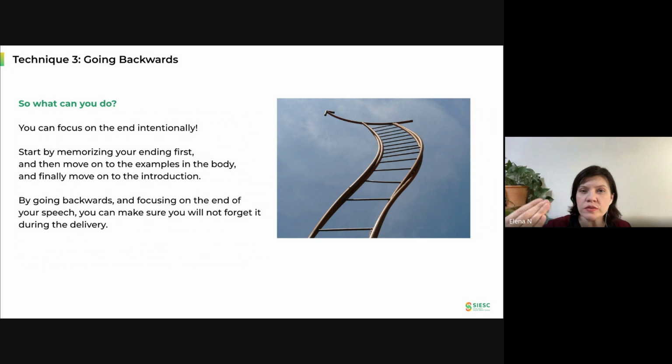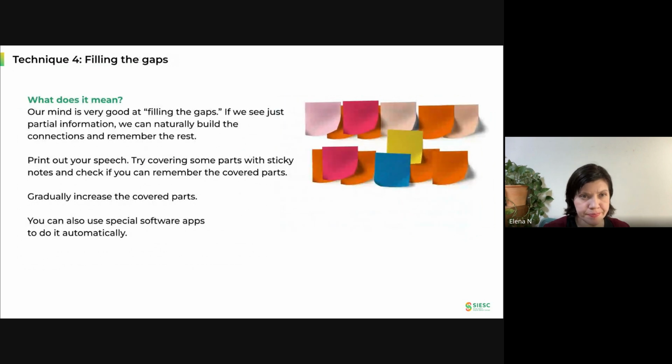And then you will notice that you don't have to remember the beginning because you already know it, because your mind automatically remembered it. So if you are short on time, that's one technique that I really recommend. It can help you remember quickly. So going backwards, focusing on the end of the speech, you make sure you will not forget the ending during the delivery, and you can also speed up your memorization process.